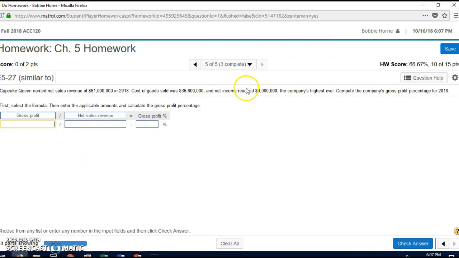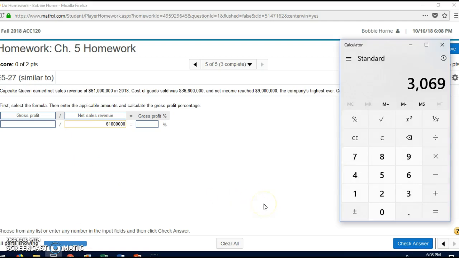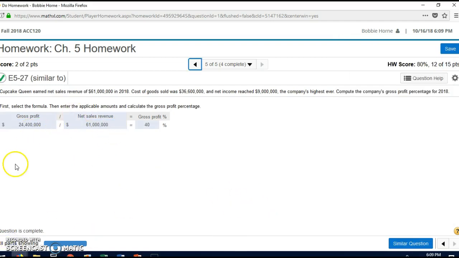And to get gross profit, we would do 9 million. Let's see, net sales revenue was 61 million, so we know that number. And then we need to do, and I paused it again to do these calculations to save time. So I got my gross profit, which is always your net sales revenue minus your cost of goods sold. That's how you get your gross profit divided by net sales revenue. So our gross profit is 40% of our revenue. So that is our gross profit percentage.